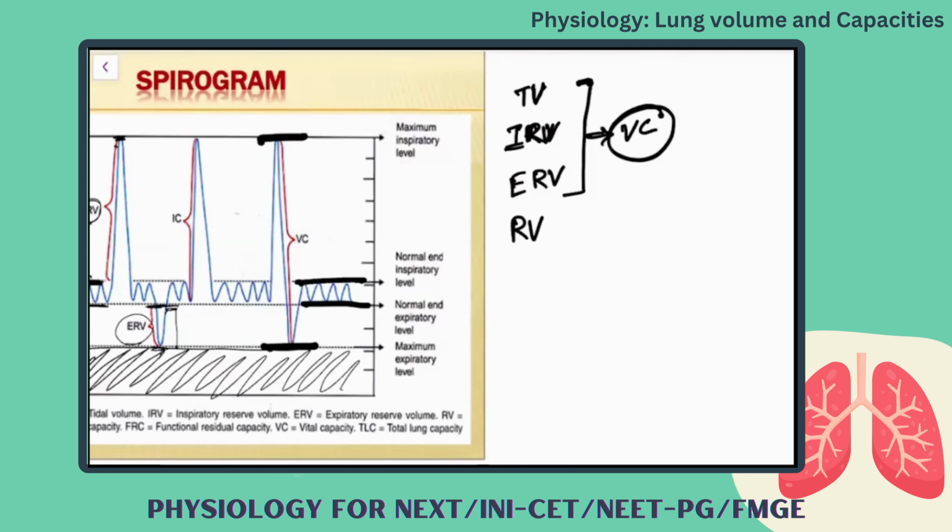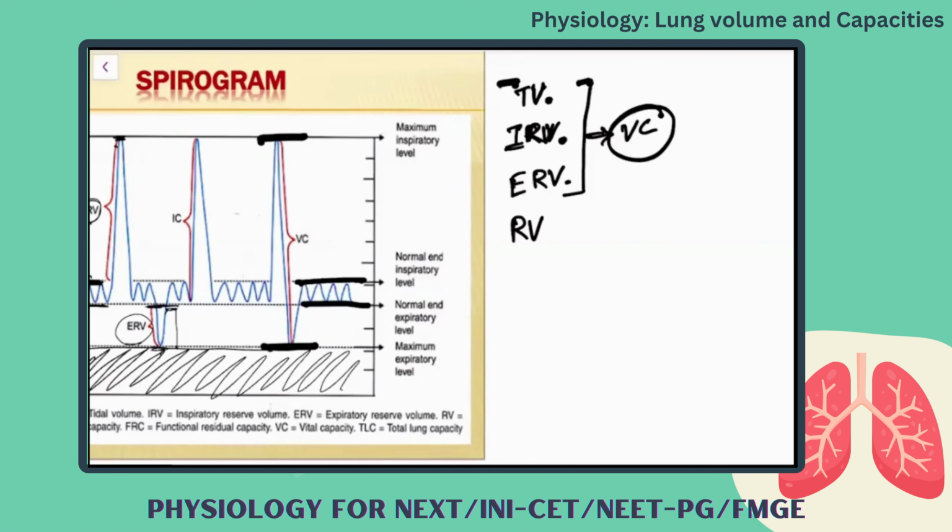Now, how will you define vital capacity? That is the volume of air which is involved during forced respiration, because tidal volume includes normal breathing, inspiratory reserve volume includes forced inspiration, and expiratory reserve volume includes forced expiration. So the volume of air which is present in the lungs during forced breathing is called vital capacity. That is the maximum amount of air which the lung can hold in forced breathing. Okay, clear? That is vital capacity.